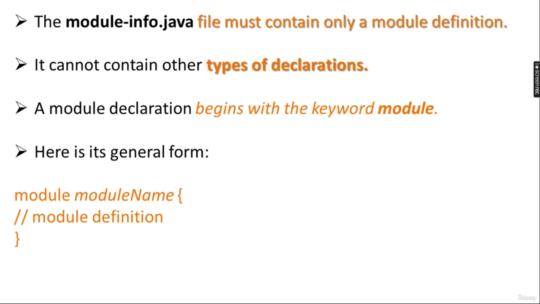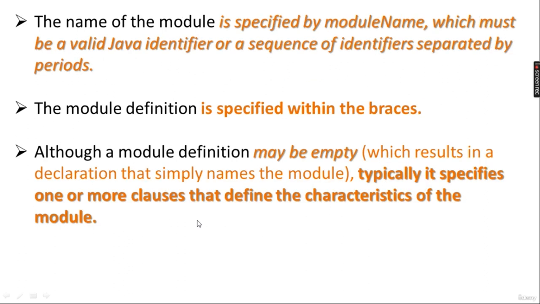A module declaration begins with the keyword module. Here is its general form: module, module name, and module definition. So you will be grouping together all the things, packages and resources, into this module and giving the module a particular name. The keyword module is used here and only a module definition is allowed in this. It cannot contain other types of declaration.